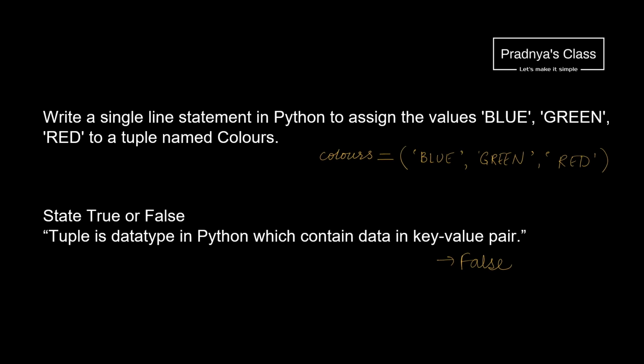With that note, let's move ahead and check out some more questions from the sample papers as well as from the board paper. In this question, we need to assign these values and create one tuple named colors. That is very simple. We can create it like this. Here is one more question based on it in which we need to state true or false. Read the question carefully. Tuple is a data type in Python which contains data in key value pair. We know that key value pair data we write in case of dictionary, not in case of tuple. That's why this statement is false.